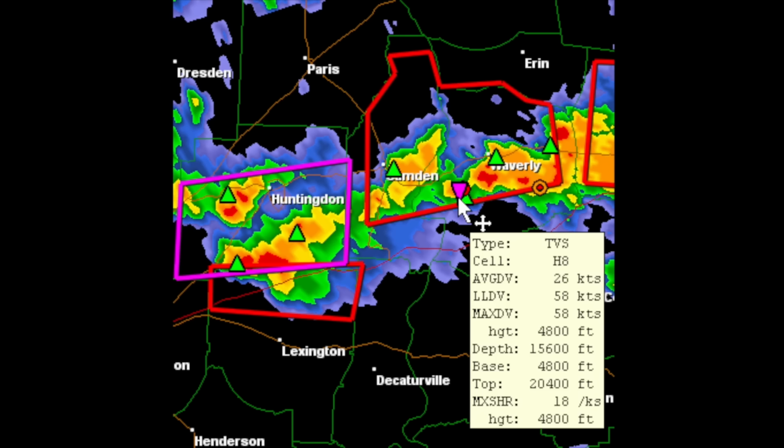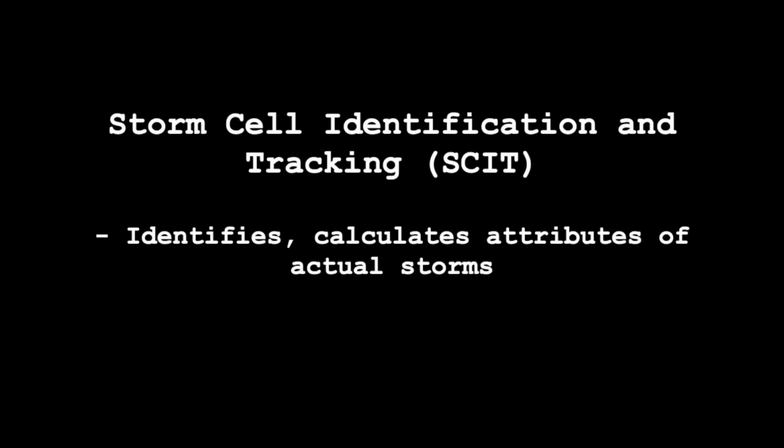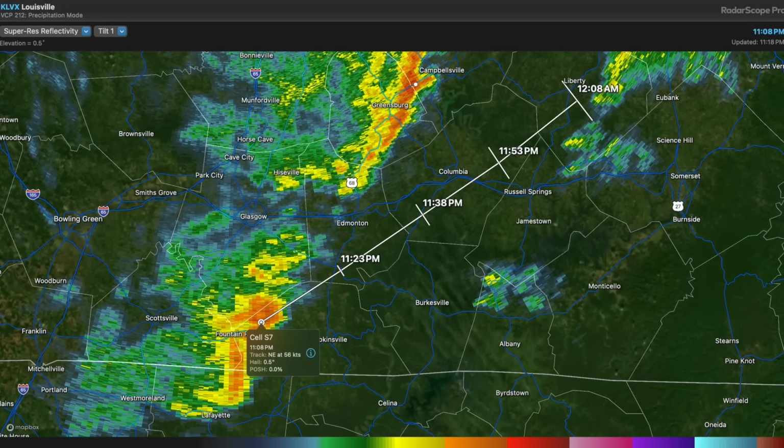The first of these is the Storm Cell Identification and Tracking Algorithm, or SCIT. SCIT identifies areas of precipitation that constitute actual storms whose basic attributes are calculated, such as maximum reflectivity value within the storm cell, probability of hail, and probability of severe hail, among others. Each storm cell is given a letter number identifier such as A1. In addition, SCIT can extrapolate what the storm's track might be for the following 60 minutes, including speed and direction.